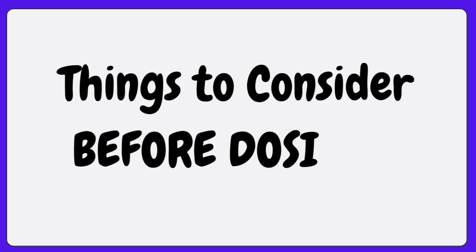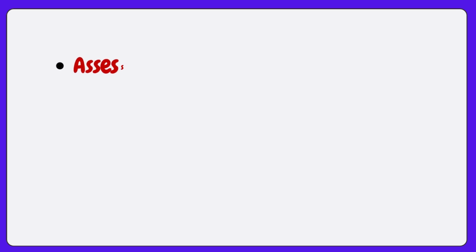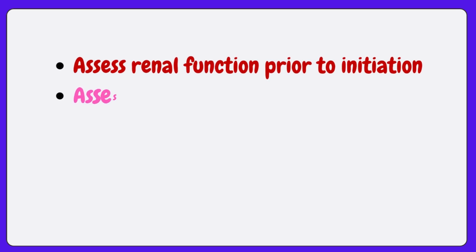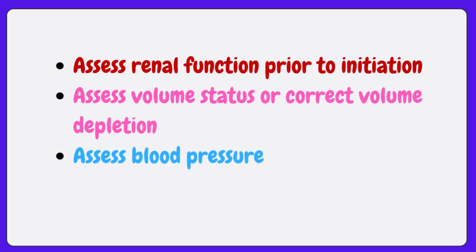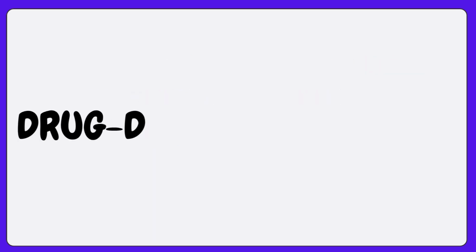Things to consider before dosing: assess renal function prior to initiation, assess volume status or correct volume depletion, assess blood pressure. Now let's look at the important drug interactions associated with SGLT2 inhibitors.